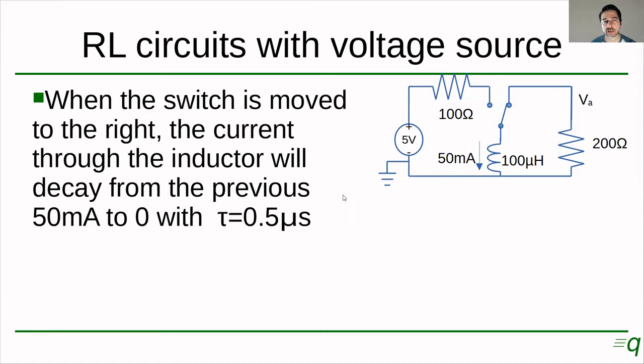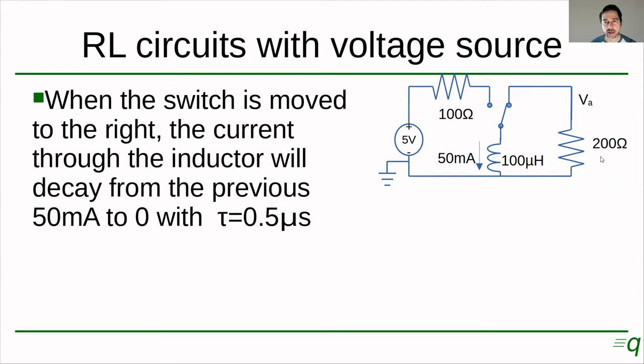Now the time constant is going to be 0.5 microseconds because the resistance is higher, right? Before, when charging, when the current was increasing through the inductor, we had a 100 ohm resistor here, and that would result in a 1 microsecond time constant. When we flip the switch to the right, the resistance involved is 200 ohms, and the time constant is 100 microhenries divided by 200 ohms. And that's going to result in 0.5 microseconds.